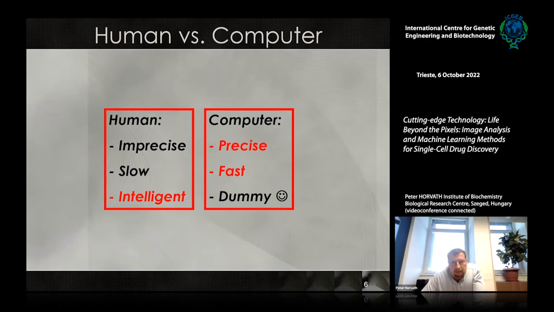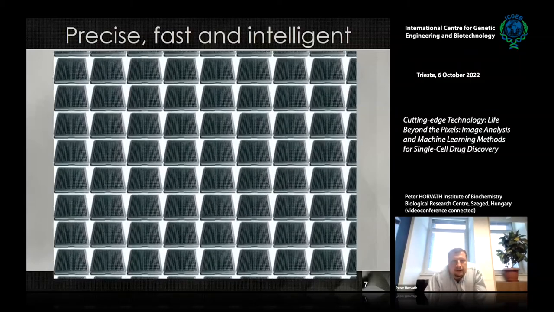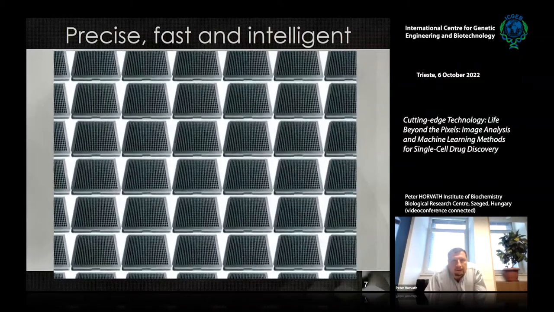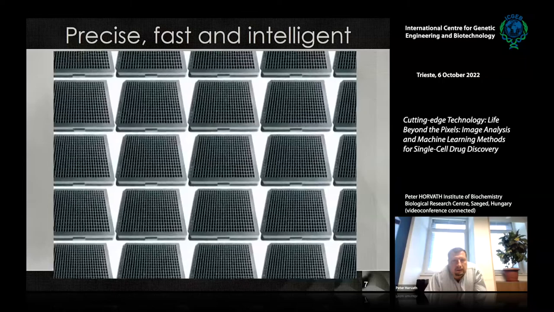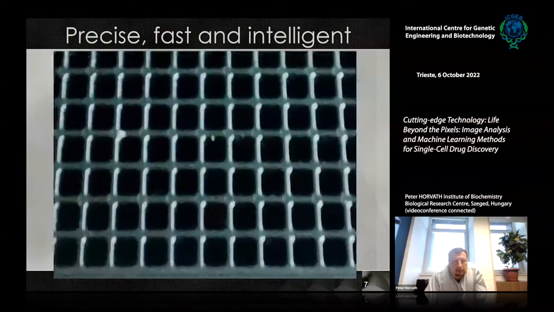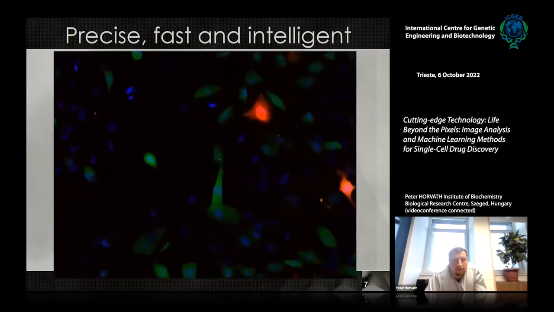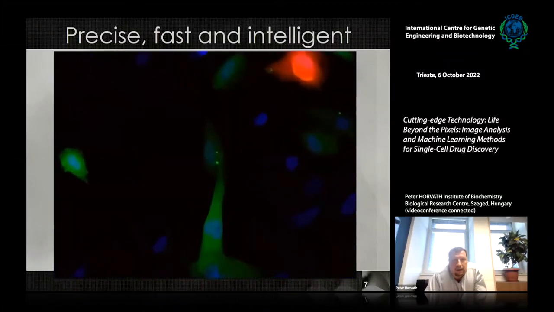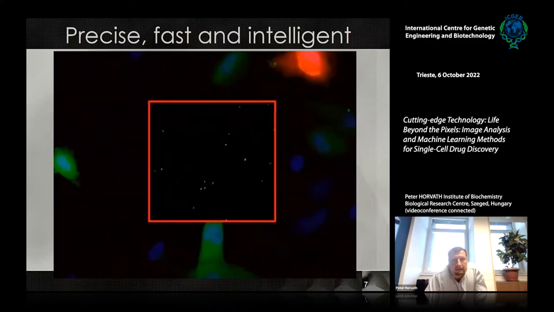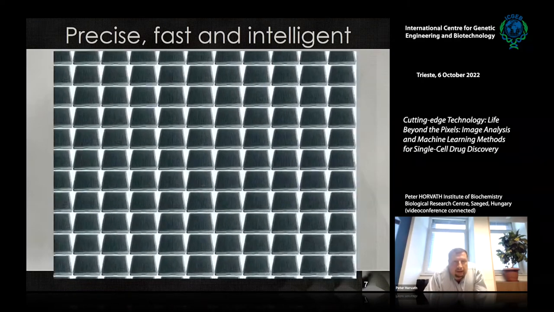Let me show you a video which actually justifies my statement here. So what you see here is 384 well plates, each of which actually contains 384 wells, where each well contains siRNA depleted single cells, where we created videos. So this was one of the first image-based siRNA screens.